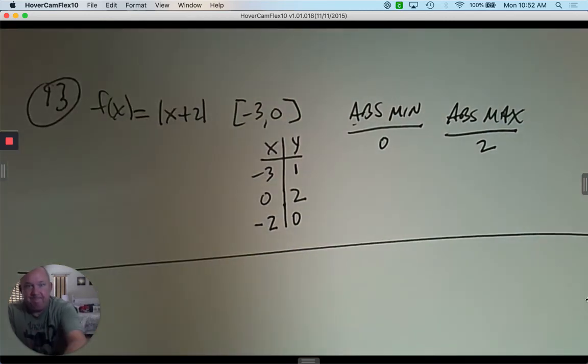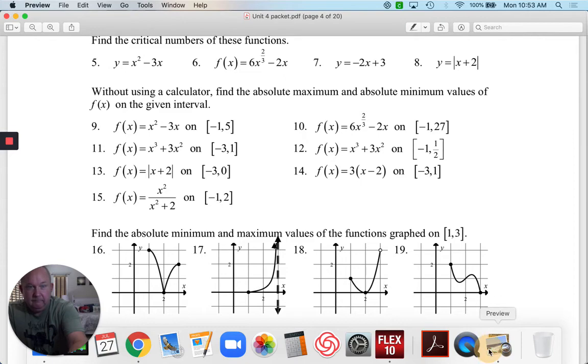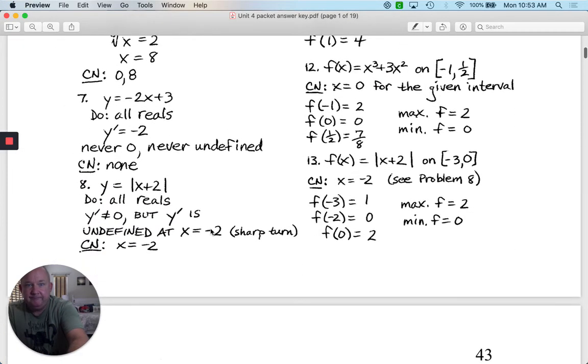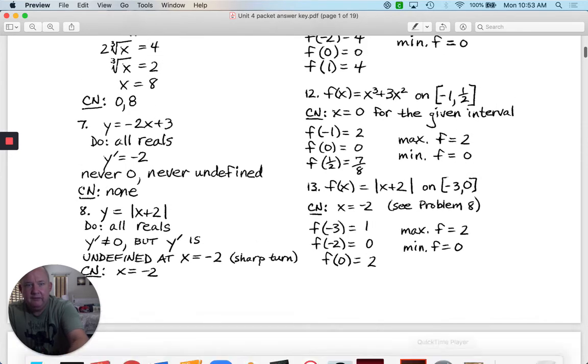Number 14. And yes, I can check to see if I did it right. There it is. Oh, I'm not going to go down to 14 so you don't have to see it.